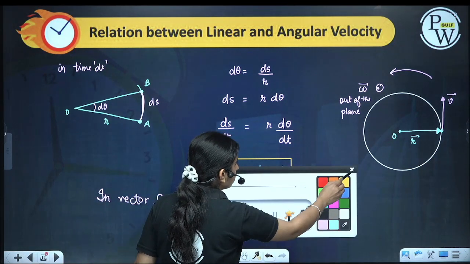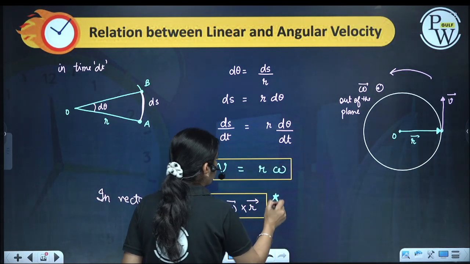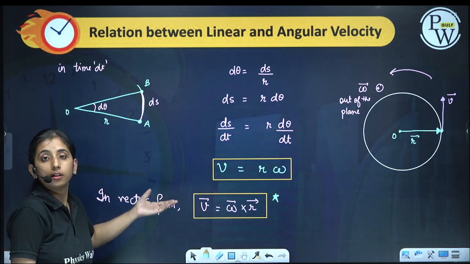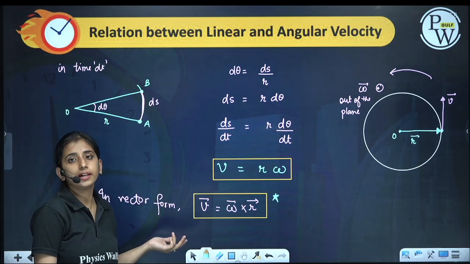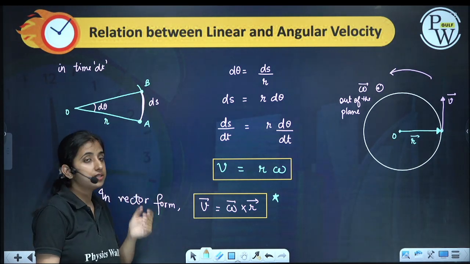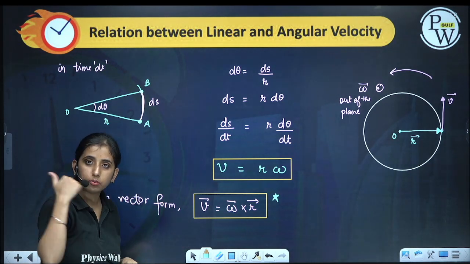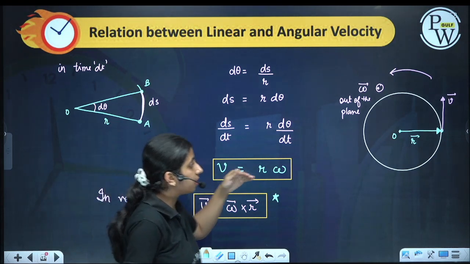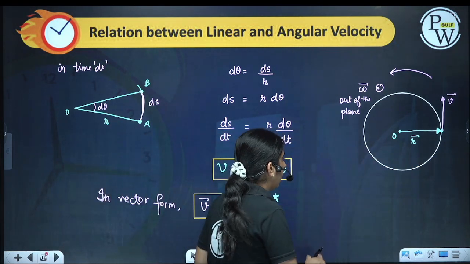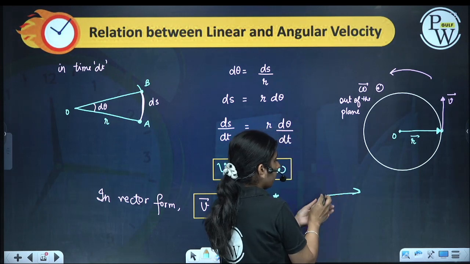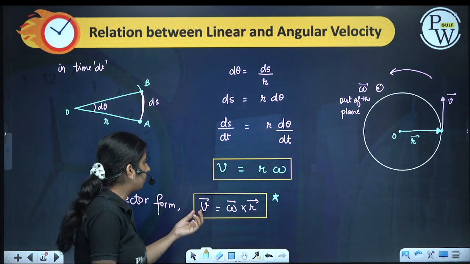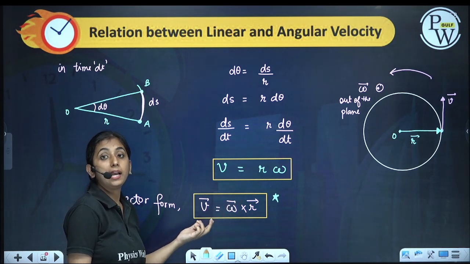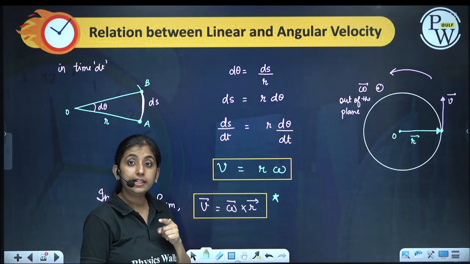This is the relation between velocity vector and angular velocity. Okay, linear velocity and angular velocity. Now see, omega is out of the page, r is along this vector. r lies in the plane, omega is out of the plane. What is the angle between omega and r? The angle between omega and r is 90 degrees.